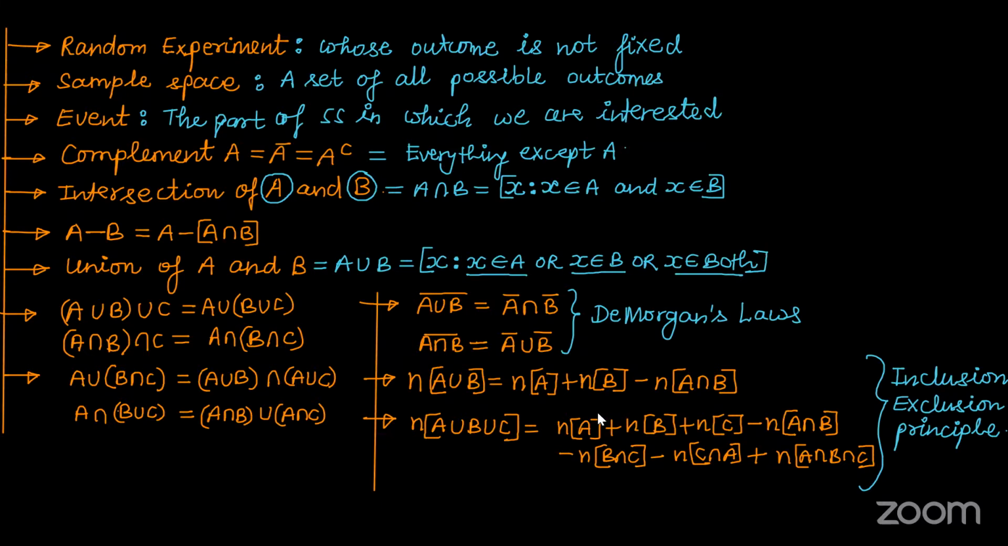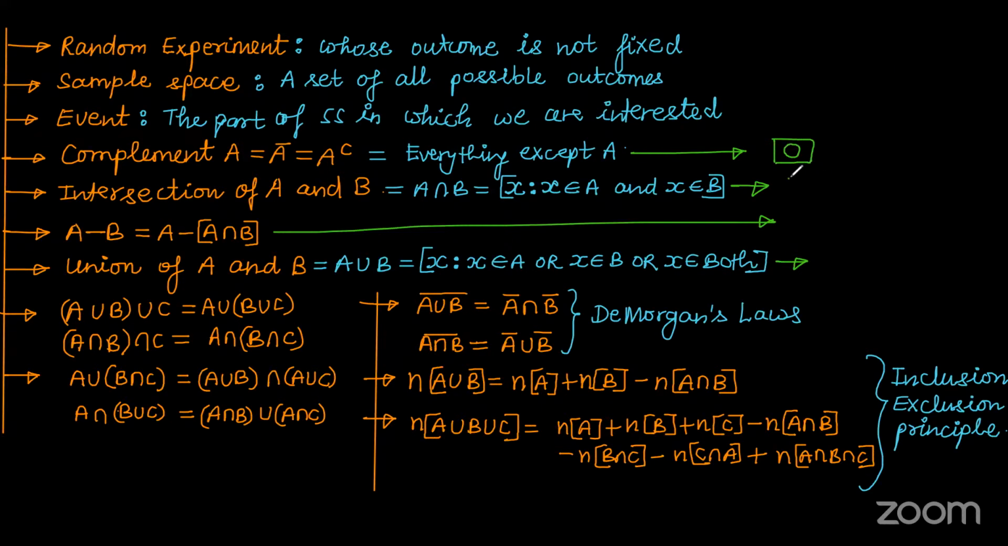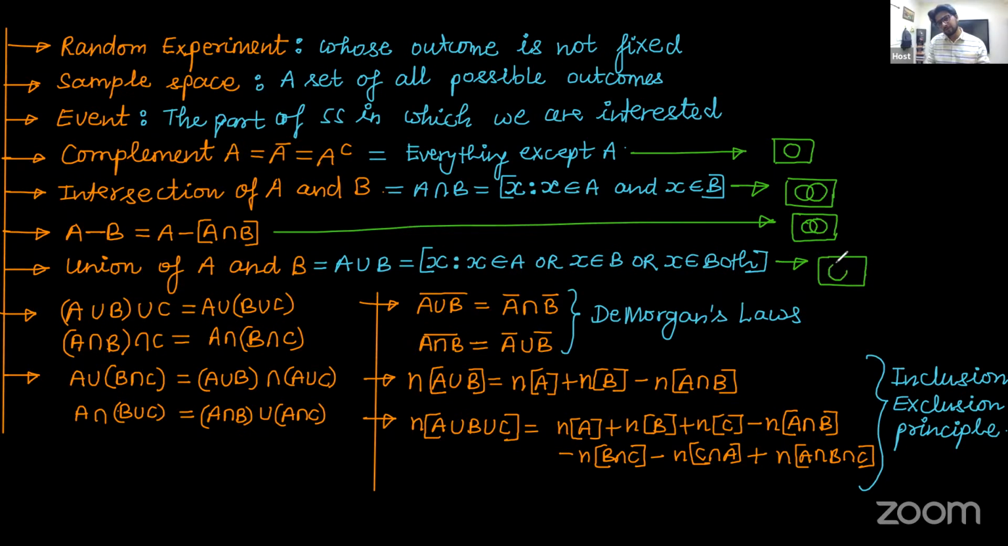Okay, cool, sir. Now, there is one very good way to represent all these operations. Whether it is the complement, the intersection, the difference of B from A, or the union of A and B that you are representing, there is one very interesting way, and that is the Venn diagram.